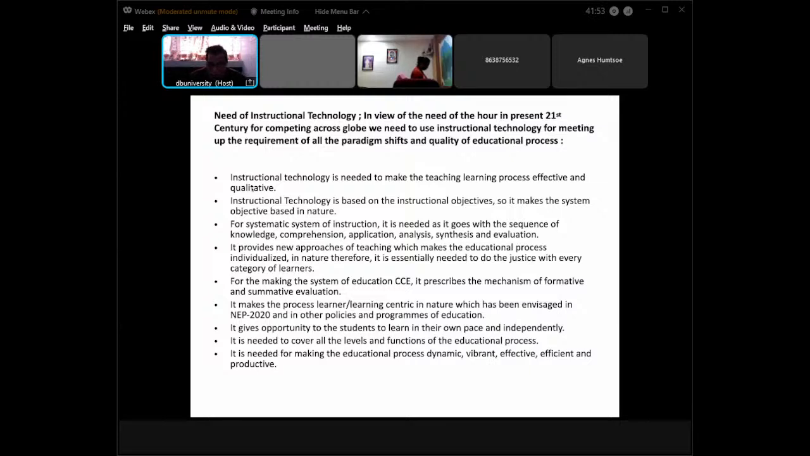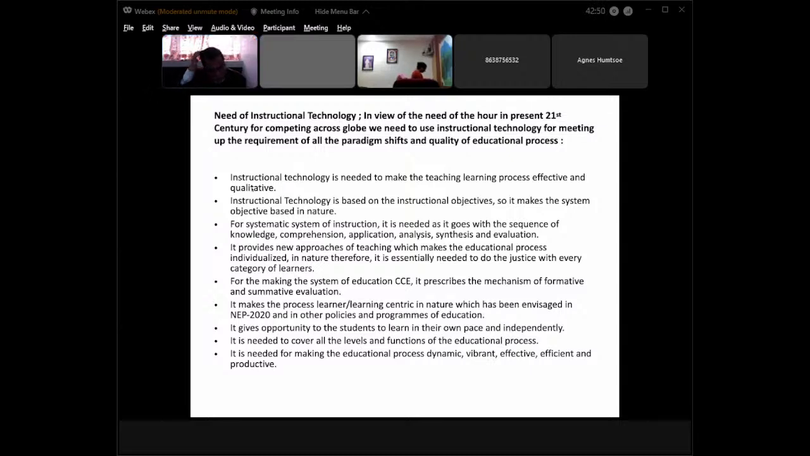Instructional technology makes the process learner-centric, learning-centric in nature. In NEP 2020 and in other policies and programs, it has been stated profoundly that we are to have a learning-centric or learner-centric system. It gives opportunity to the students to learn at their own pace, because every student has a different pace of learning, a different amount of grasping power. Some students are fast in grasping and some take more time to grasp the same quantum of knowledge.